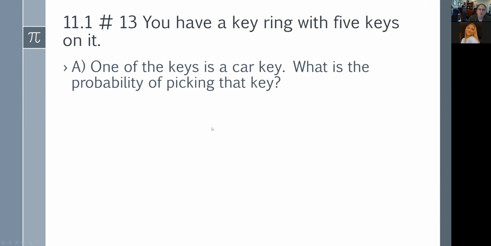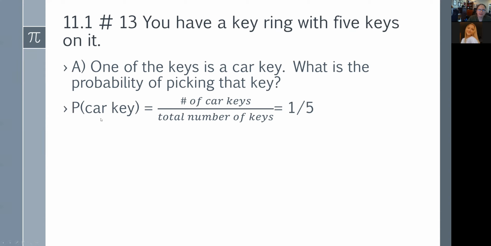Part A says one of the keys is a car key. What is the probability of picking that key? The probability of picking the car key is just the number of car keys divided by the total number of keys, which is 1 out of 5.